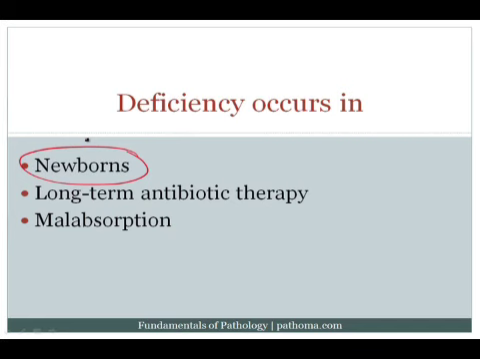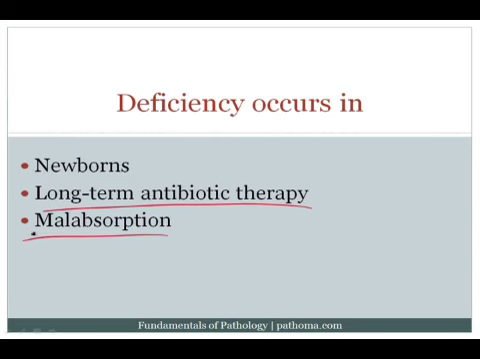So that's one example. Another example would be long-term antibiotic therapy. The idea here, if you have long-term antibiotic therapy, you're killing off the gut flora, and as you kill off the gut flora, again, you're not going to be able to generate vitamin K. And then finally, malabsorption. Remember that vitamin K is a fat-soluble vitamin, and so if you don't have good absorption, you won't be taking up your fat-soluble vitamins. Vitamins A, E, D, and K are the 4 key fat-soluble vitamins. And so malabsorption could result in a vitamin K deficiency, especially if there's fat malabsorption.